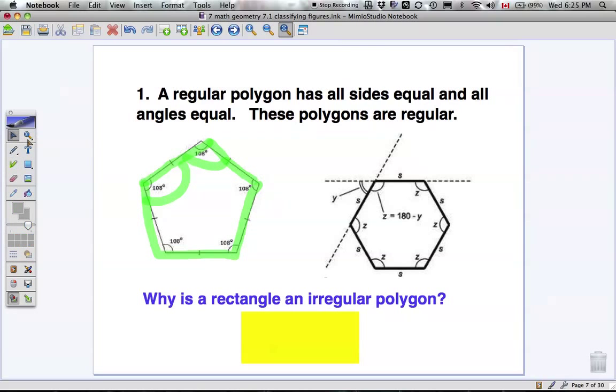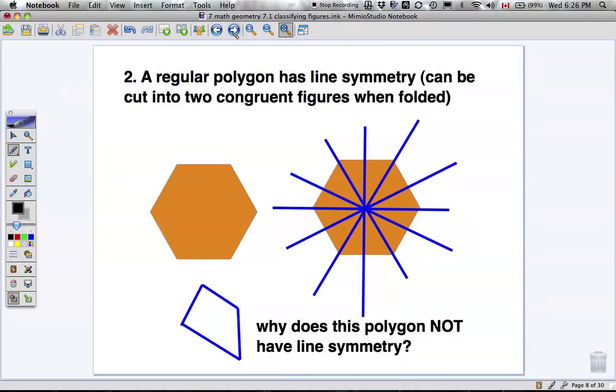A rectangle, let's take a look at this one. Why is this rectangle not a regular polygon? It's an irregular polygon. Well, all the angles are the same, right? They're all 90 degrees. So it satisfies that criteria. The problem is this line and this line, while they may be equal, obviously they are not equal to this line or that line segment. That's why it's an irregular polygon.